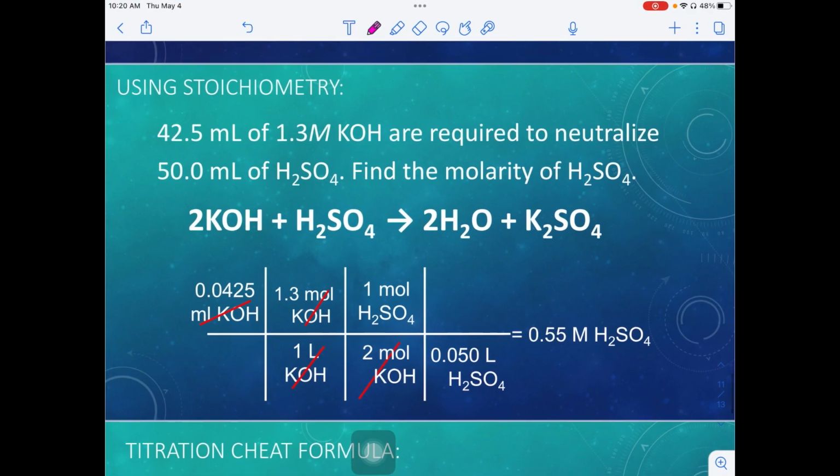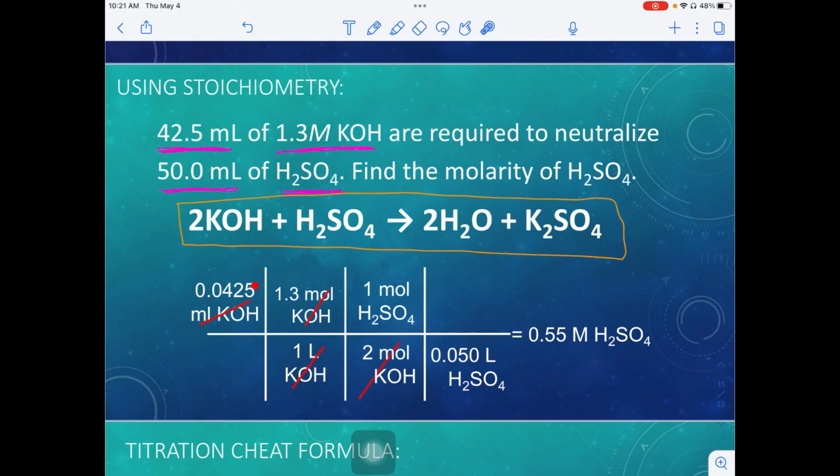So let's go through an example. 42.5 milliliters of 1.3 molar potassium hydroxide are required to neutralize 50 milliliters of sulfuric acid. Find the molarity of sulfuric acid. So the first thing we're going to need is a balanced chemical formula. Here it is. So we can use stoichiometry.